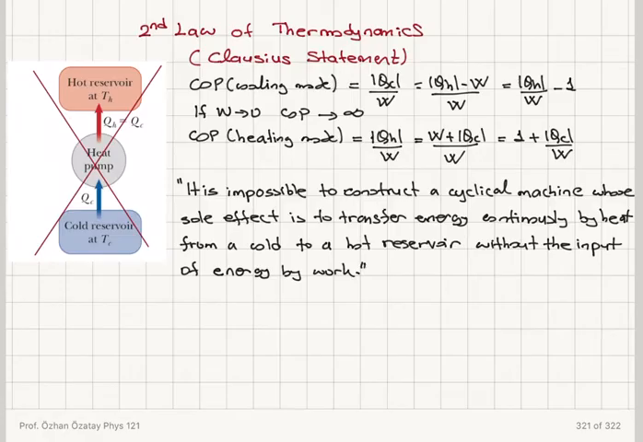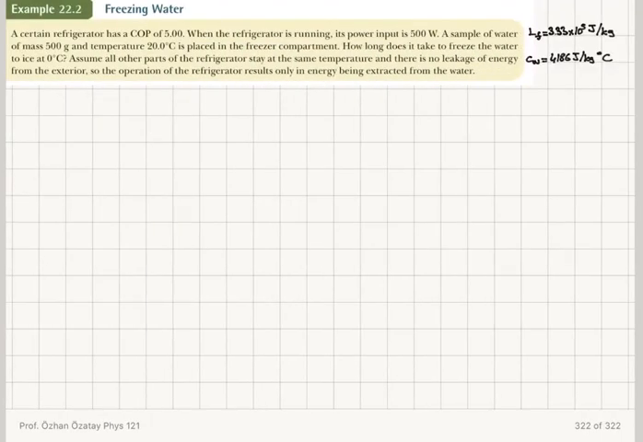Okay, so let's take a look at an example. A certain refrigerator has a coefficient of performance of 5. First of all, I have to be careful with what this device is used as. It's used as a refrigerator, so I have a cooling mode. What is the coefficient of performance in the cooling mode? It is the energy extracted from the cold reservoir divided by the work input into the pump. This is equal to 5.